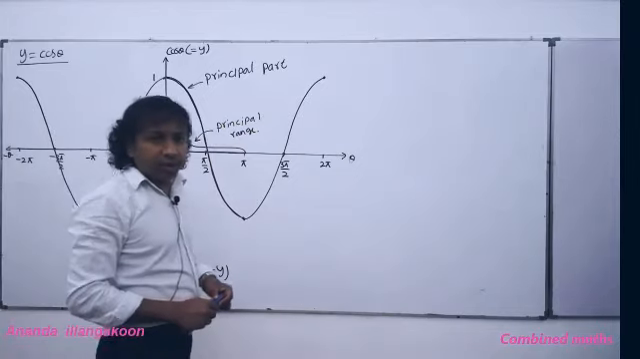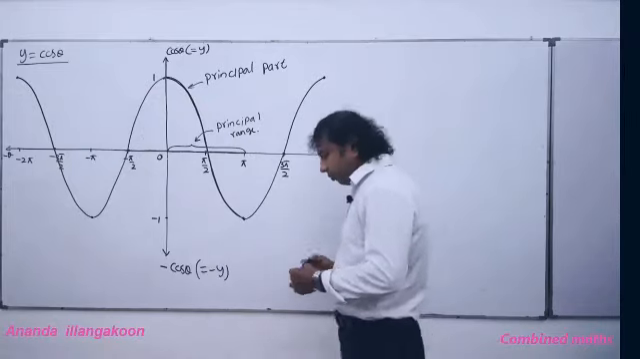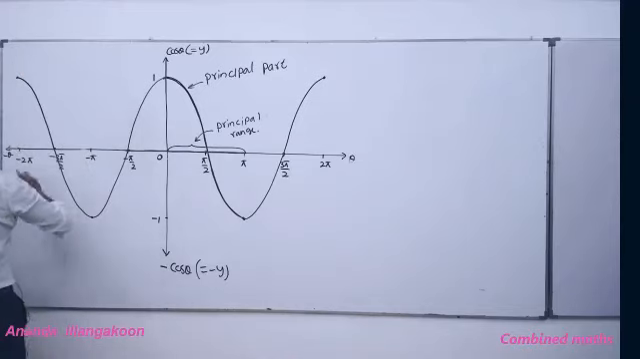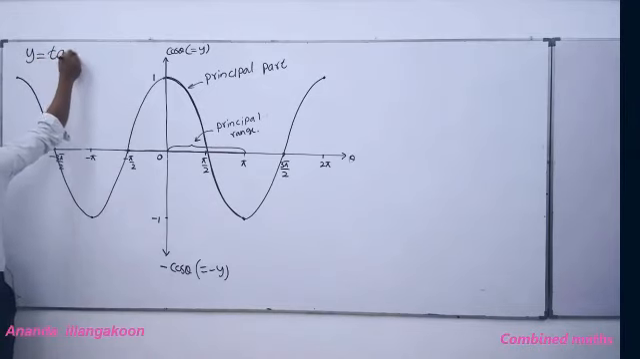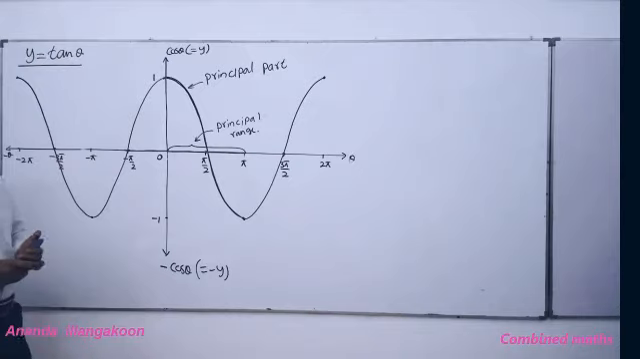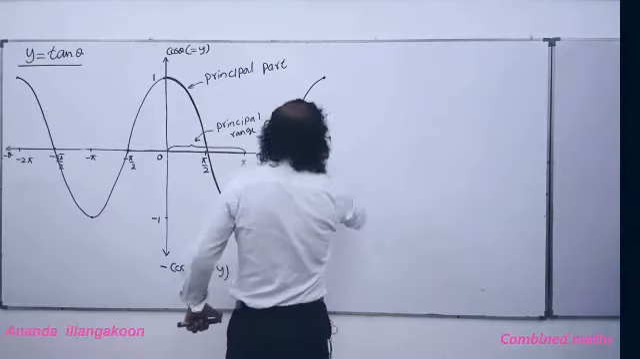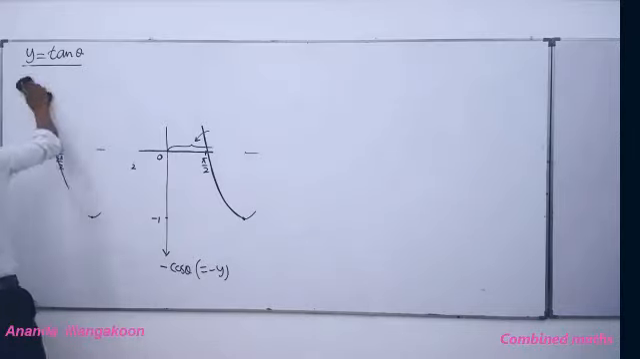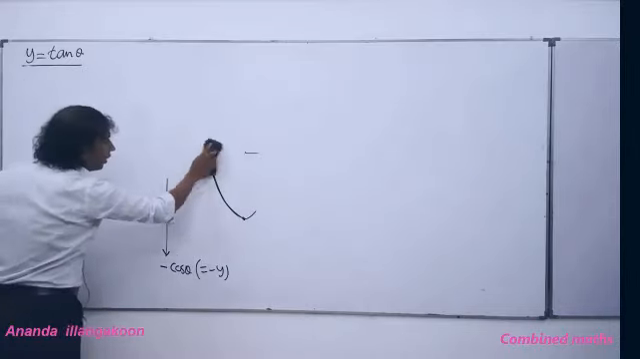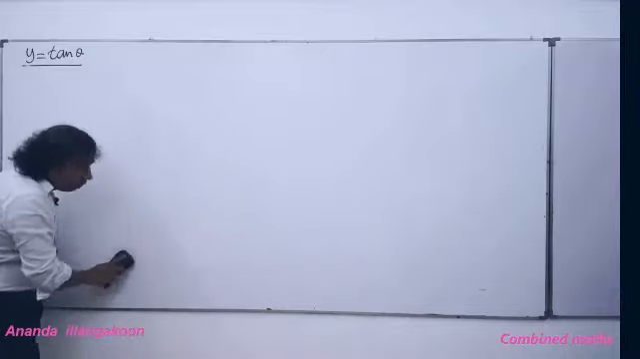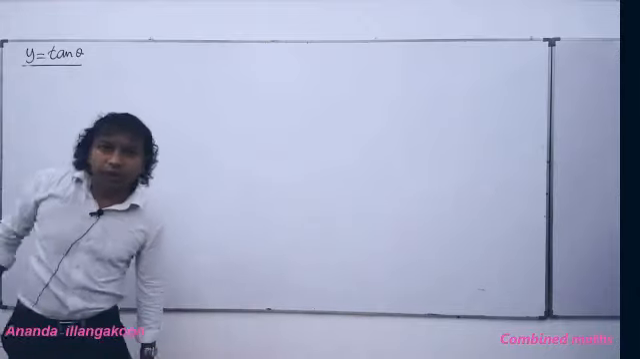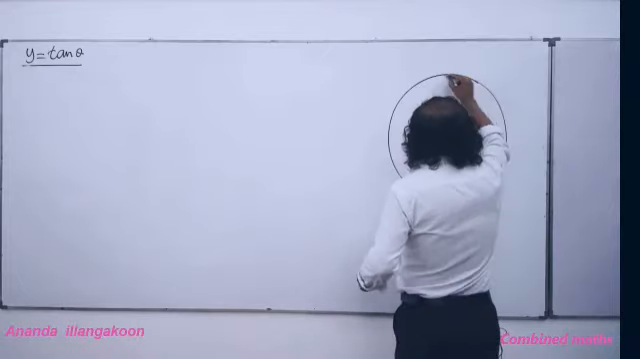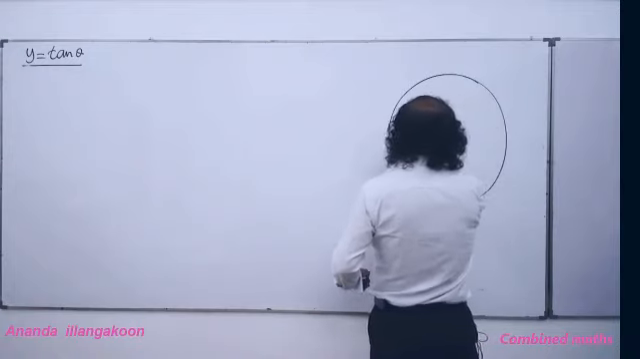The next graph is the tan theta graph. Right. Graph of y equals tan theta. For this graph of y equals tan theta, we have to consider another diagram. So the same diagram we had, we have to take another construction in it. So this was the circle we considered earlier. The same circle I am considering still.